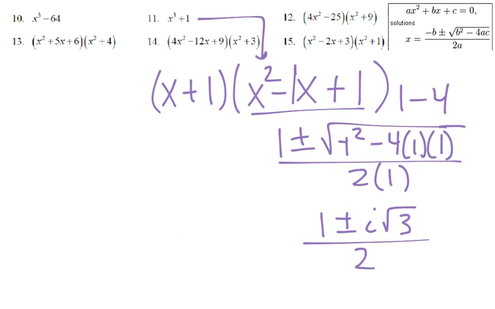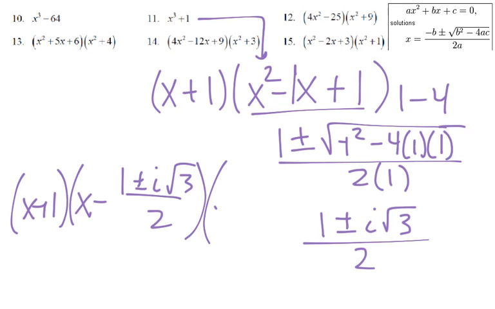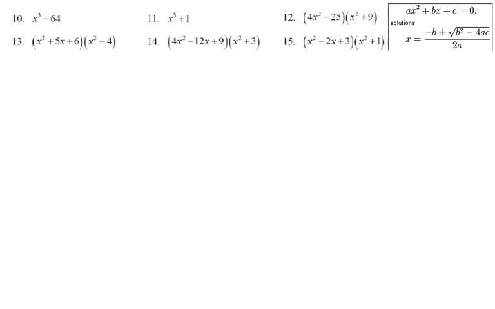So in our answer we'd write x plus 1 times x minus 1 plus or minus i square root of 3 over 2, and x plus 1 plus or minus i root 3 over 2. Super ugly, aren't they? But that's where we've got to go. Alrighty. So number 12. Now we've got the sum and difference of squares. Okay?